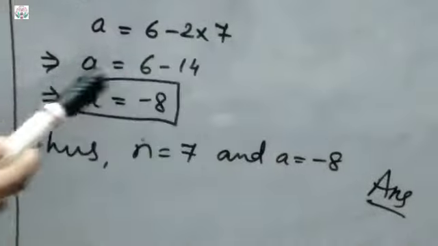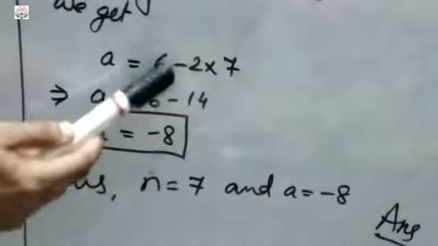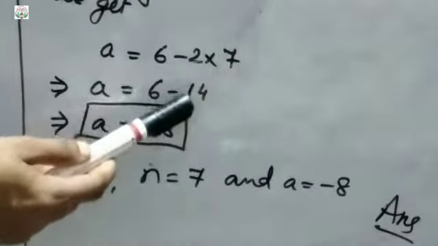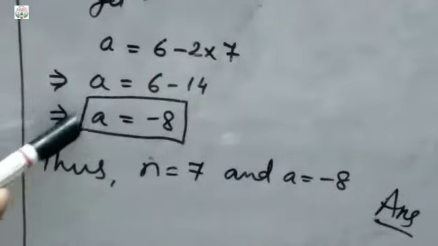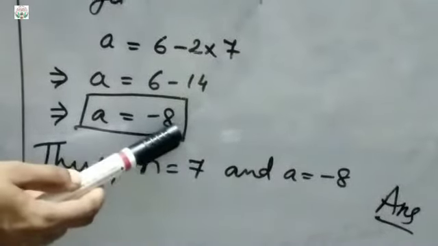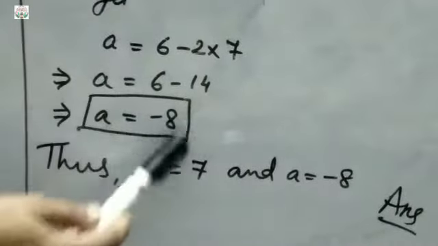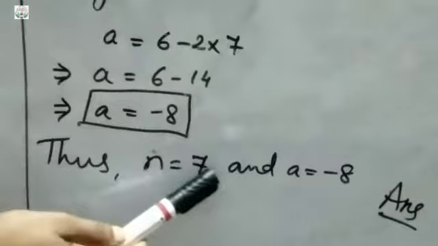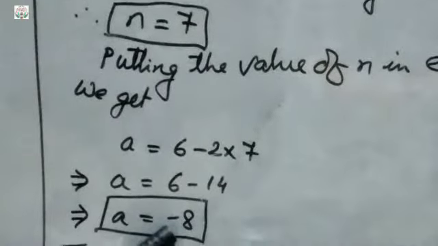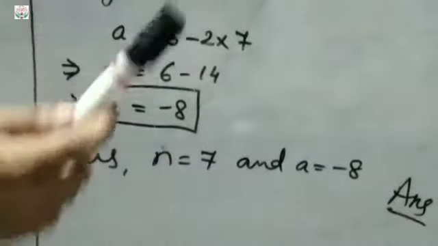So now see that a equals 6 minus 2 into n, and n is 7. So that is 14. So a equals 6 minus 14, which implies a equals minus 8. So a value we got. Thus n equals 7 and a is minus 8. So that is the answer.